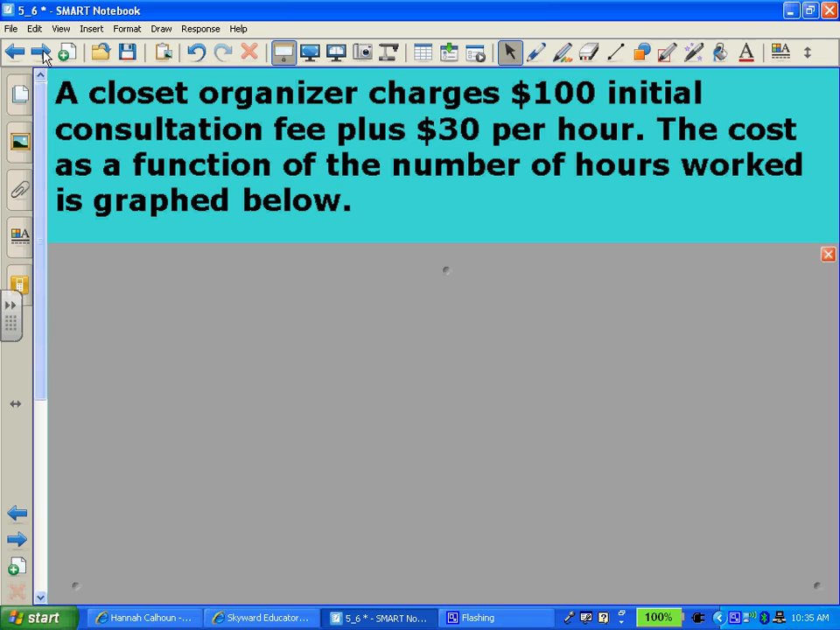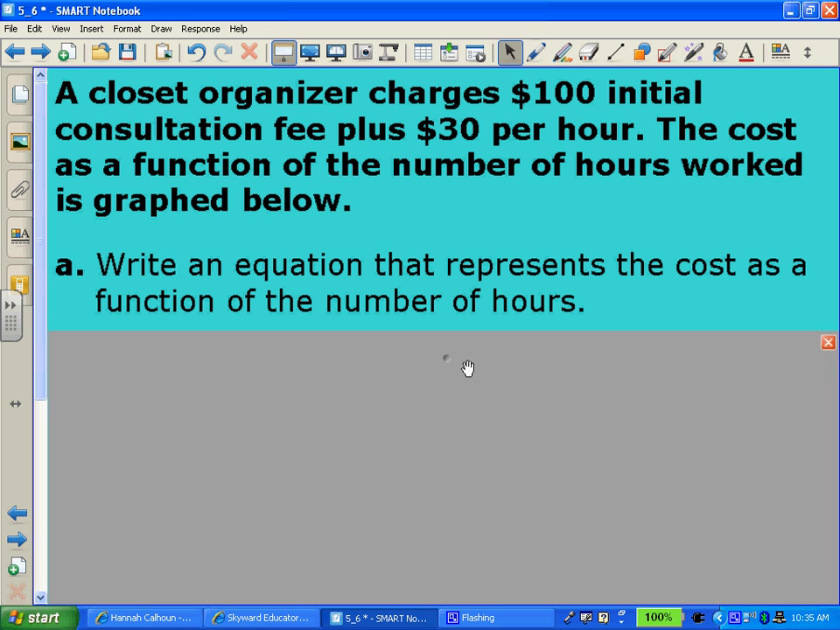The next thing we need to talk about are story problems. So here we have a closet organizer. Quite a job, huh? They charge $100 consultation fee, and then $30 for every hour it takes them to clean your closet. So then, what they want you to do, they'll usually show you the graph, but we don't really need it, so I didn't include it here, is they want you to write an equation that represents the cost as a function of the hours. So function, if you'll remember, that brings back good old function notation.